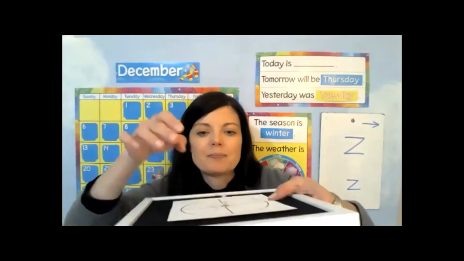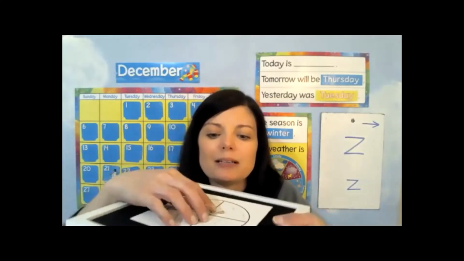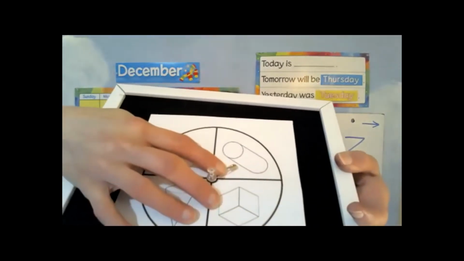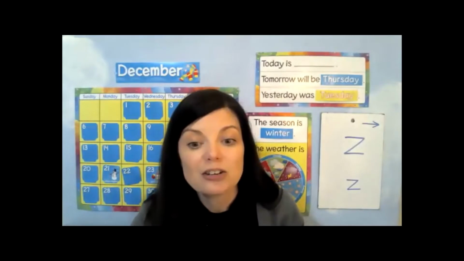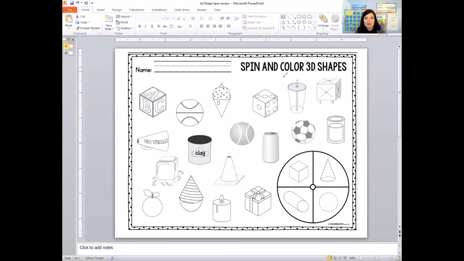Let's spin again. Oh, let's see. What shape is this? It looks like a can of soda. It's a cylinder. Can you find all the cylinders on the worksheet? I'll circle them. You point and I'll circle them.